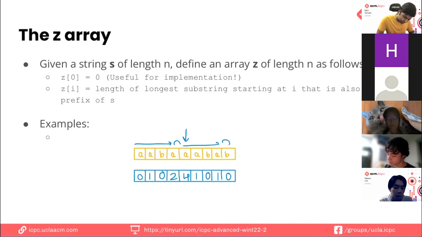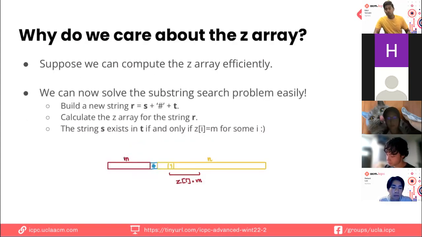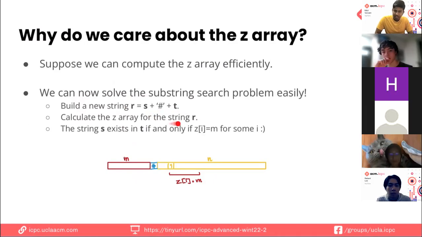All right. Same question as last time. Why do we care about the Z array? Exact same story. Suppose we're given two strings, a string S and a text T. What we can do is compute the Z array on this new special string R, which is S concatenated with some special character, concatenated with T. And then you calculate the Z array for string R, and the same story applies here too. If you find any position where Z_i is equal to M, where M is the length of the string S, the thing to the left, then you know that you have found this string in your text T, right?